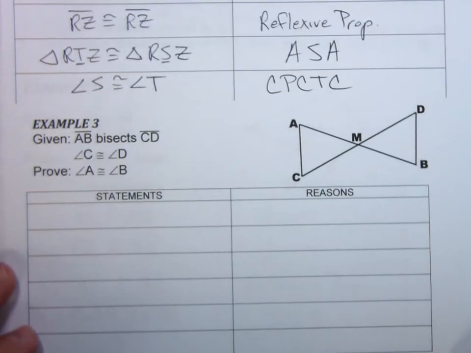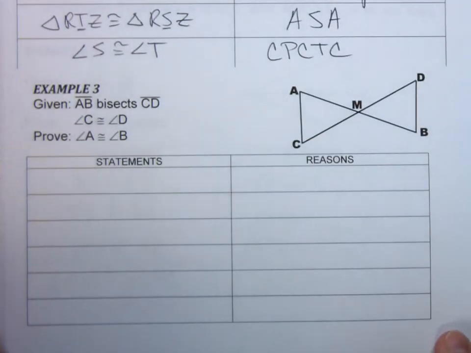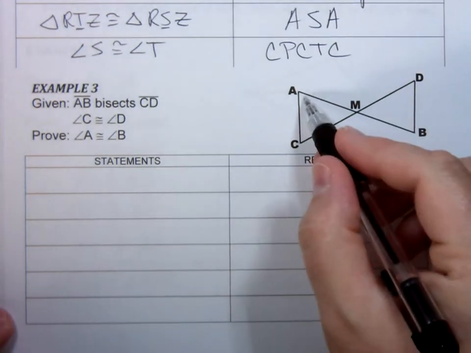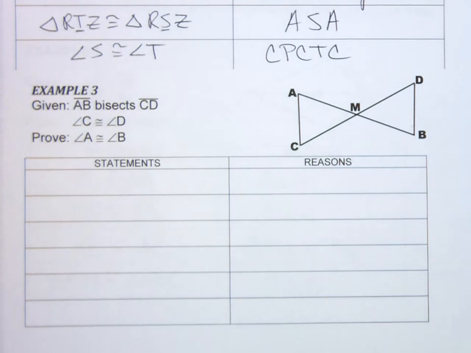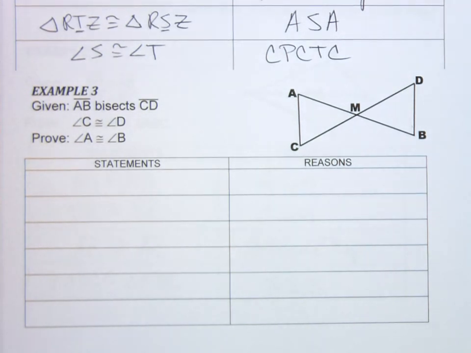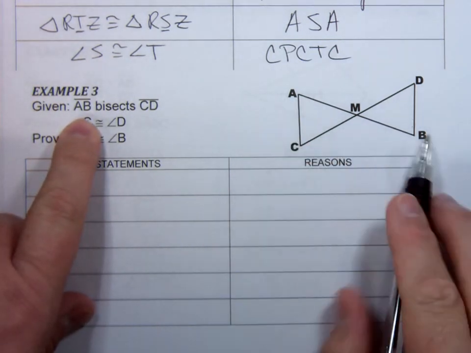Alright, I'm going to try one more example. Once again, we want to prove that angle A is congruent to angle B. We're going to start out by proving that triangles are congruent, and then we can use CPCTC to finish things off. So we start off with line segment AB bisects line segment CD.